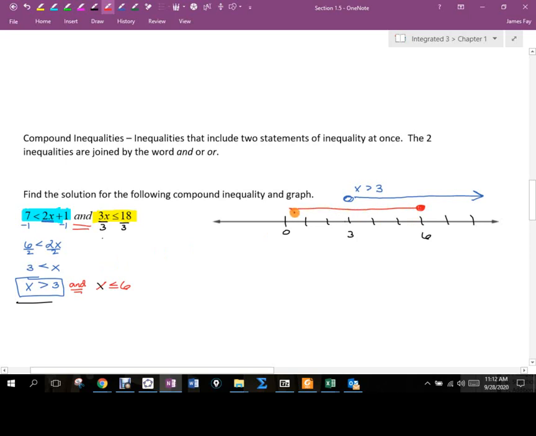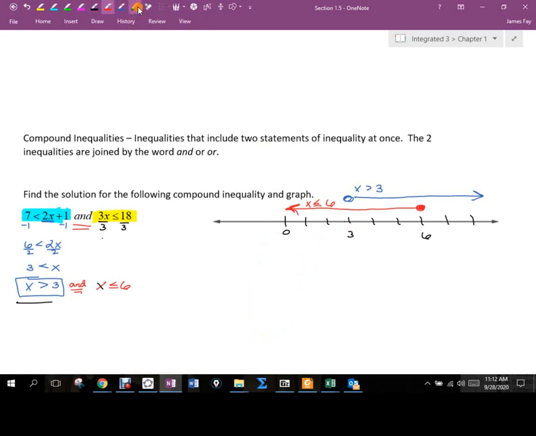And we would shade that way. And everything in red then exhibits that characteristic of being less than or equal to 6. Okay, so those were the two individual inequalities. Now what we want to do is actually find our solution.